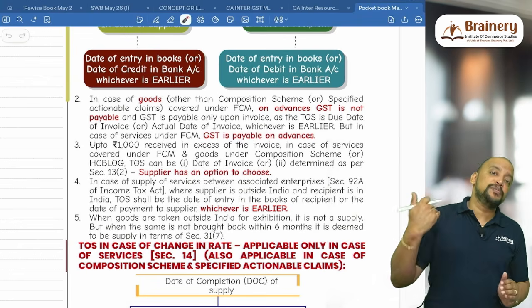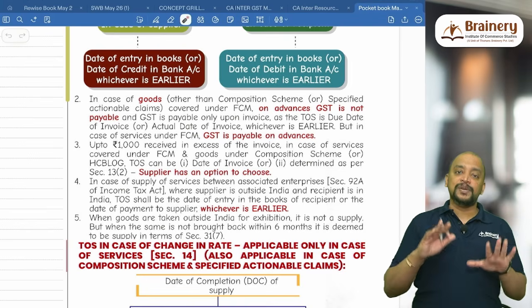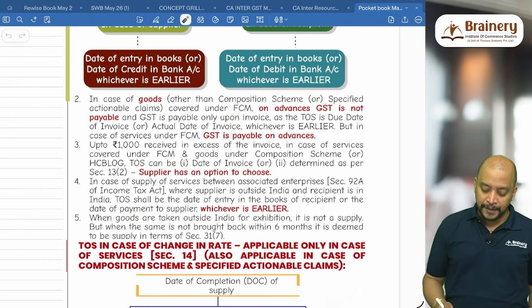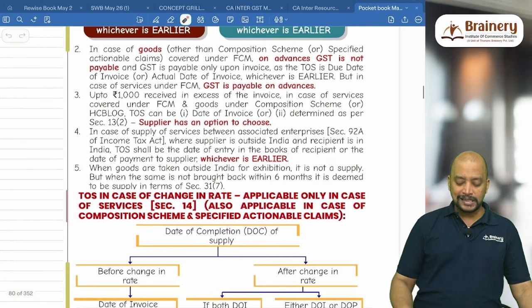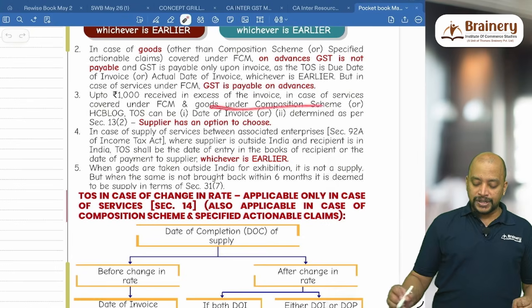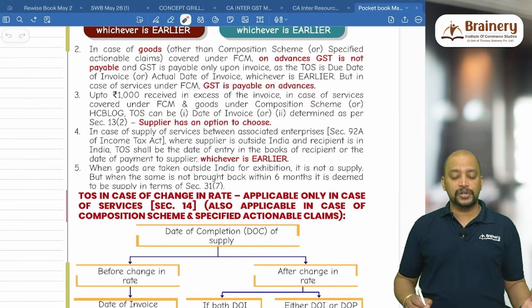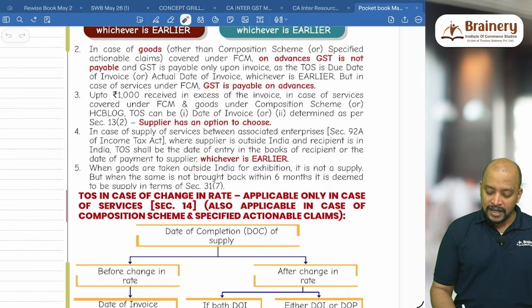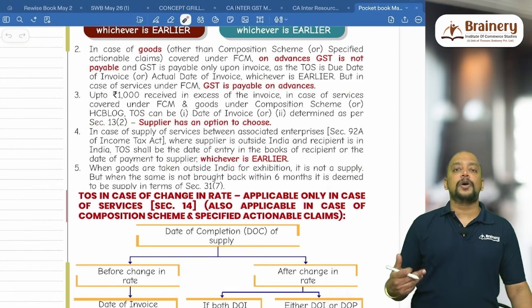If the excess amount is beyond 1,000, this provision is not applicable, which means they have to go by the regular way, that is invoice date or payment date, whichever is earlier. This applies up to 1,000 rupees received in excess of invoice, in case of service covered under FCM, goods under composition scheme or HC block, that is specified actionable claim. Time of supply can be date of invoice or determined as per section 13 subsection 2. The supplier has the option to choose.